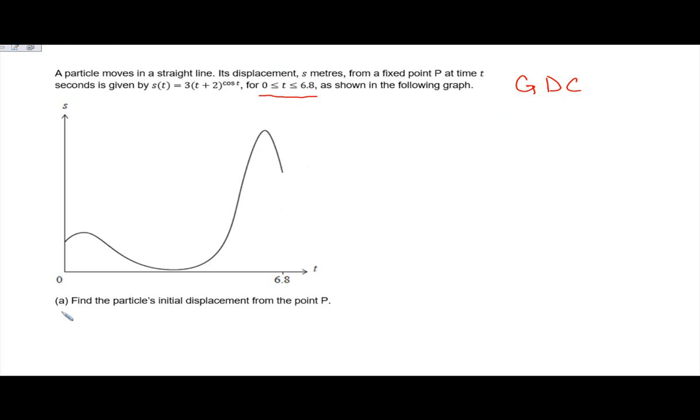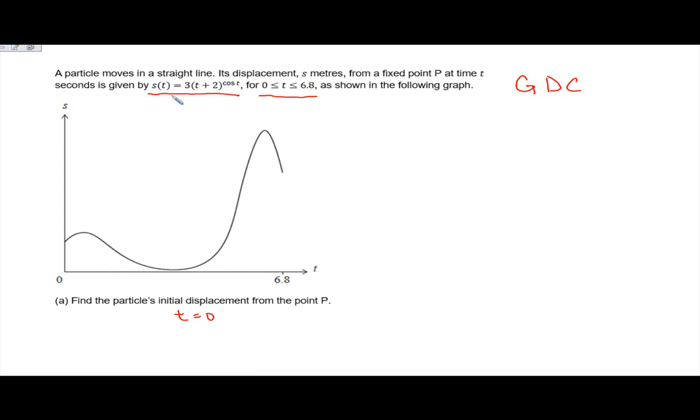So this first question asks, find the particle's initial displacement from the point P. So the initial displacement is when the time is equal to 0. So what you want to do is graph, or some people like to just plug in 0 for t and then just work it out. That's perfectly fine. But most of the time, you're going to have to graph this later anyways to answer the other questions. So I'll usually just graph this and get the value from the table.